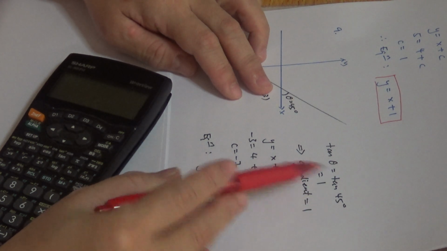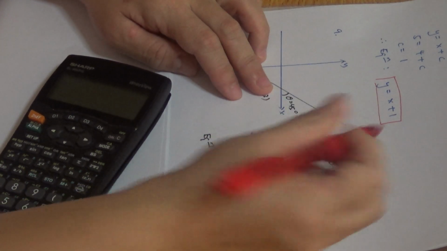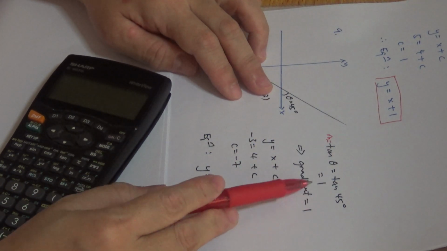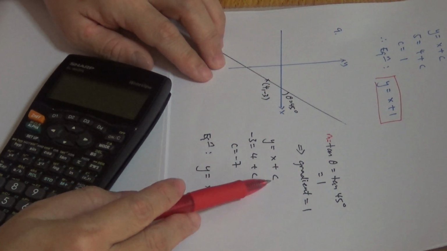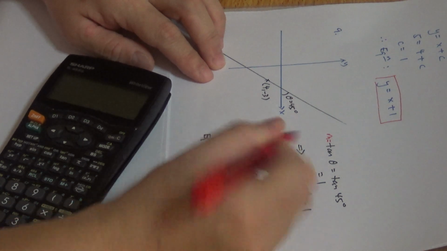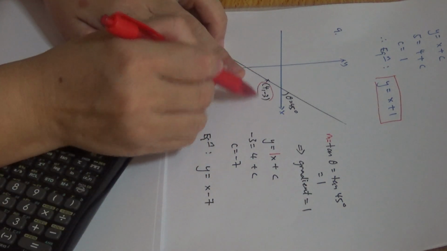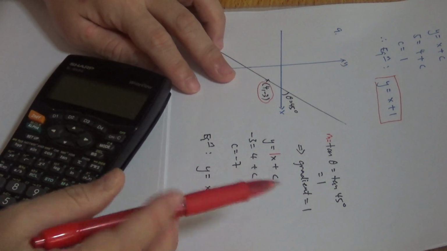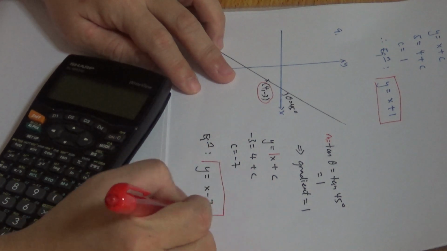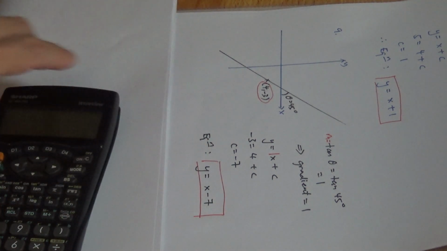So the gradient m equals tangent theta, which is tangent 45, which is 1. So the gradient is 1. So y equals x plus c, because the gradient is 1 here. Then we substitute this point here, (4, -3), into the equation. We find that c is -7. Therefore, the equation of the line will be y equals x minus 7.